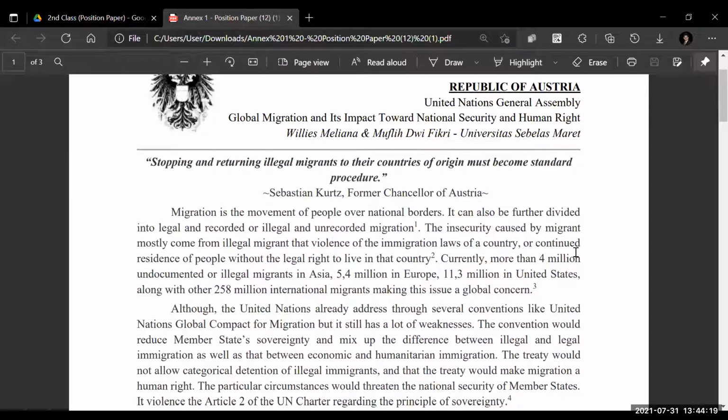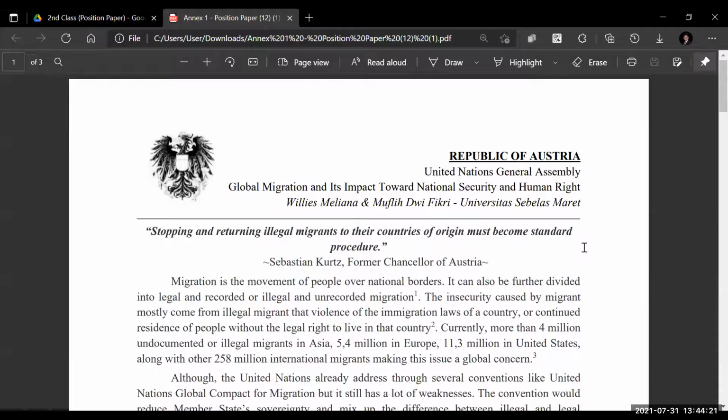And you see that the heading of the paper consists of the logo, right? The coat of arms of the country of Austria, and also information related to the position paper maker, in this case, the Republic of Austria. Okay. So you have to provide information about the name of the country, the name of the council, the name of the topic, as well as the name of your delegates and all, and if applicable, your relevant institution or campus.